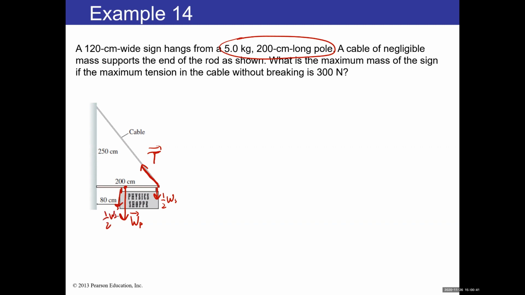And also the support point with the wall generally exerts two forces. One is an upward static friction. The other one is a normal force, like this. So you can see there are quite a lot of forces acting on this pole. Then the next step will be to make the force table.